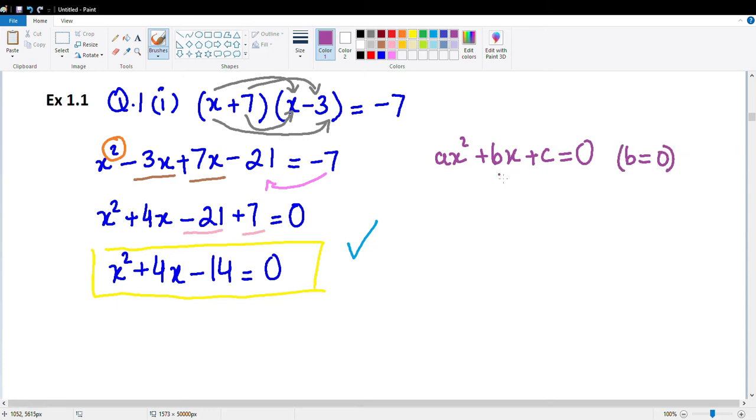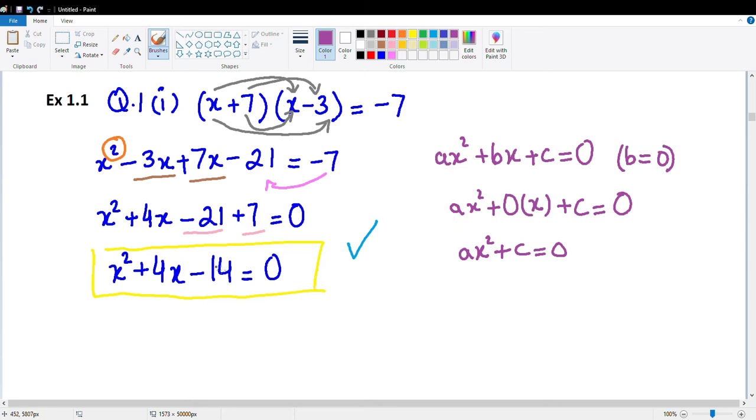If this is the case, if we put in the value of b, which is 0, we get 0 into x plus c equals 0. So we'll get ax squared, and when 0 multiplies with x, you'll get 0x, so there's no point in writing it. So we can just say ax squared plus c equals 0. So this is the pure form of a quadratic equation.